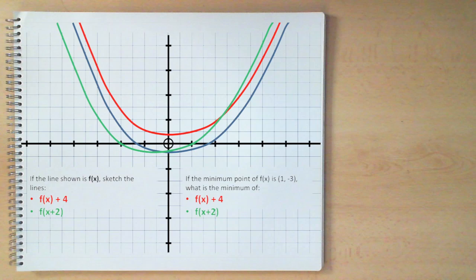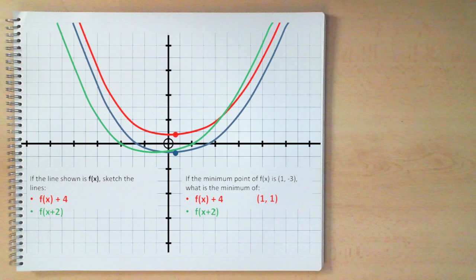So all that's doing is moving the curve up by plus 4, so that's only going to affect the y coordinate. So the x coordinate is going to stay the same at 1, and the y coordinate is going to become minus 3 plus 4, which is 1. So the new minimum is 1, 1.